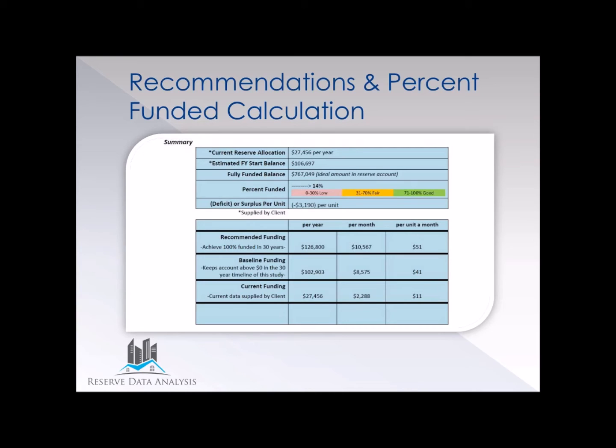Now, unfortunately, this is a very common scenario, and this is one of the reasons why we're in this business. We want to try to get the word out there and try to help communities get to a position where they are financially sound and they don't have to rely on special assessments and loans and deferred maintenance.